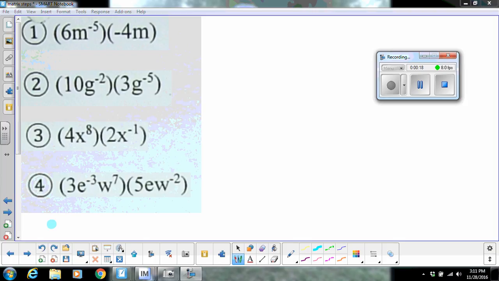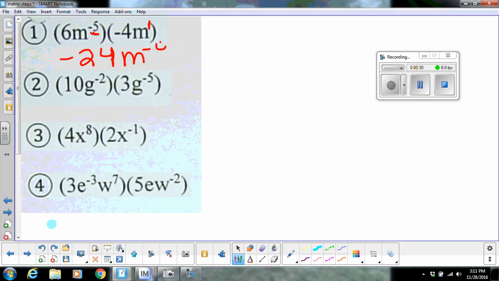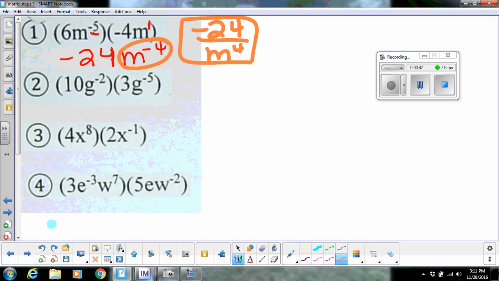So for instance, in number 1, that's going to give me negative 24. And then you add your exponents. Don't forget that understood 1 on that m, so that's going to be negative 5 plus 1, which is negative 4. Now remember, we do not leave negative exponents in our answer, so we're going to have to move this m to the negative 4 to the bottom, making our answer negative 24 over m to the positive 4th.